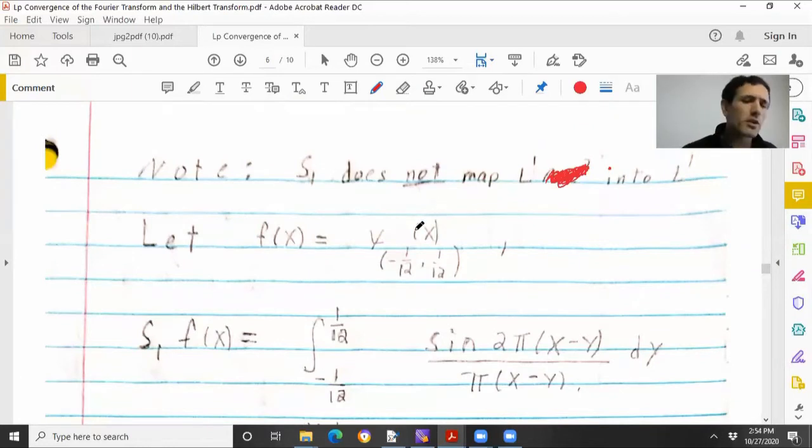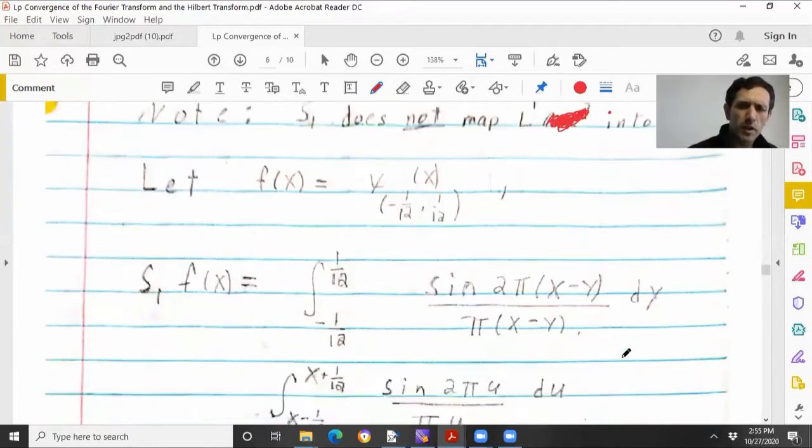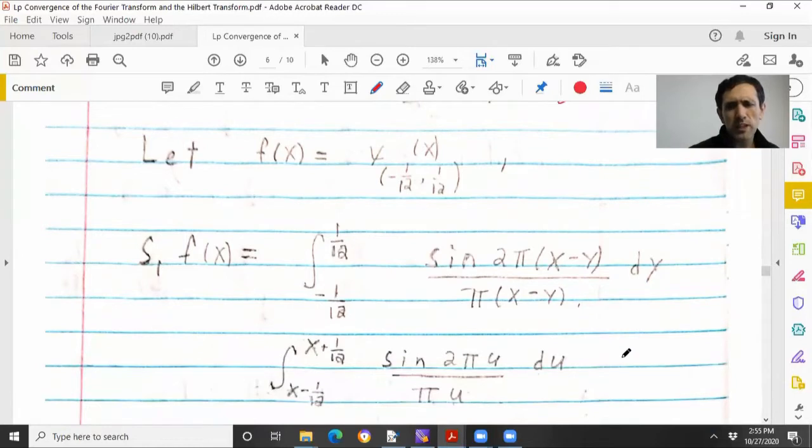This is certainly an L1, so we know that this is just convolution with this Dirichlet kernel with R equals 1. So it just cuts off -1/12 to 1/12, sine 2 pi (x minus y) over pi (x minus y). Do a change of variables, u is x minus y, we get the following integral. What I want to do is very similar to what we did for Fourier series. We want to basically look at certain x and see where the numerator is bounded above.